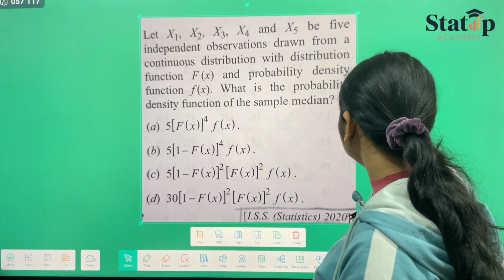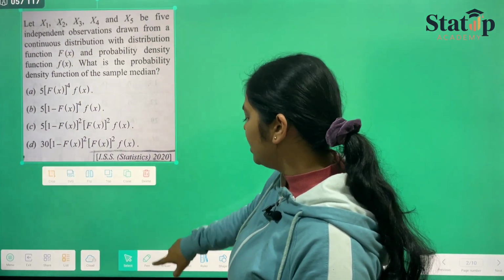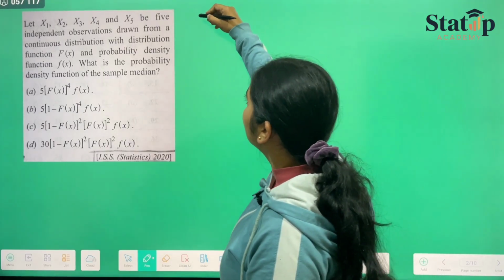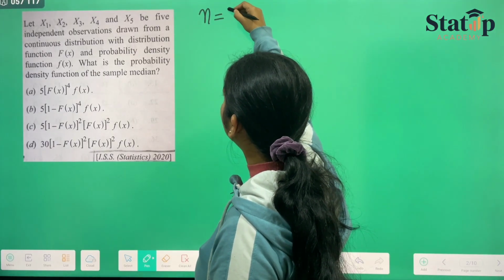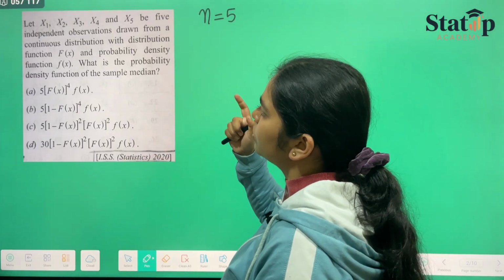This is also one of your PYQs. Here they have asked: let X1, X2, ..., Xn, so there are a total of n numbers, be independent observations from a continuous distribution.